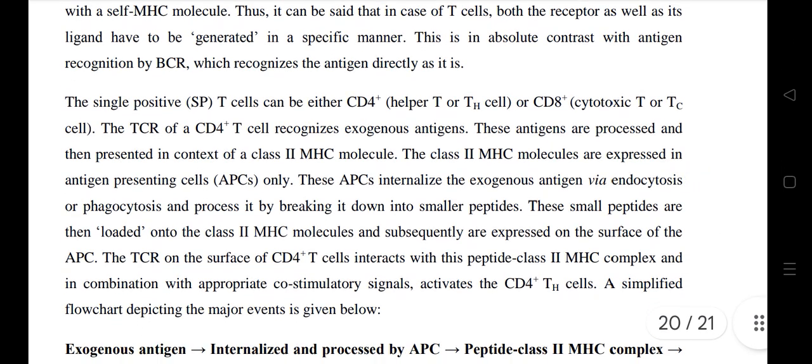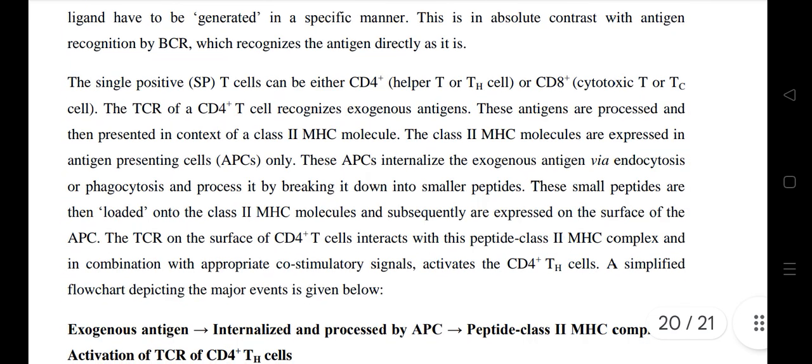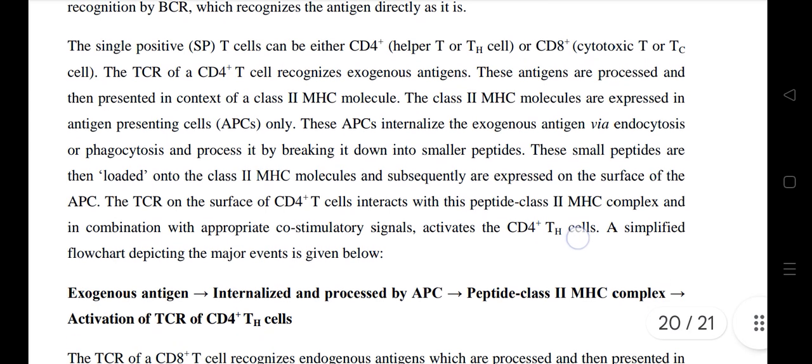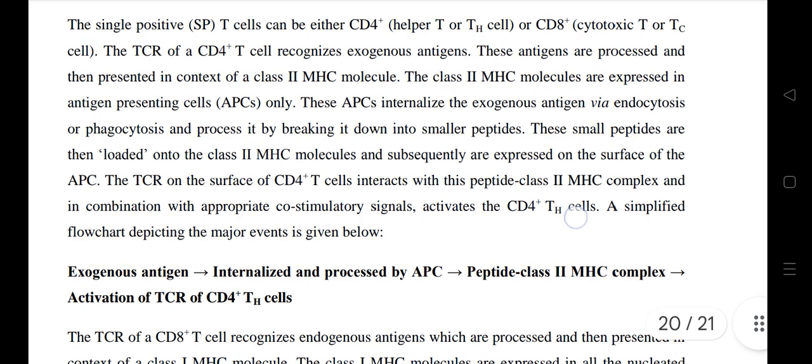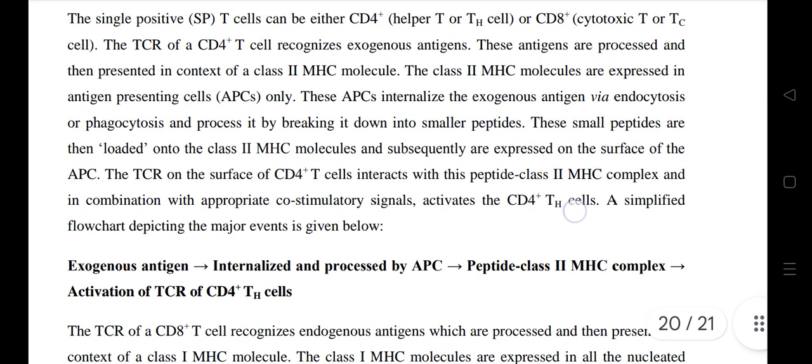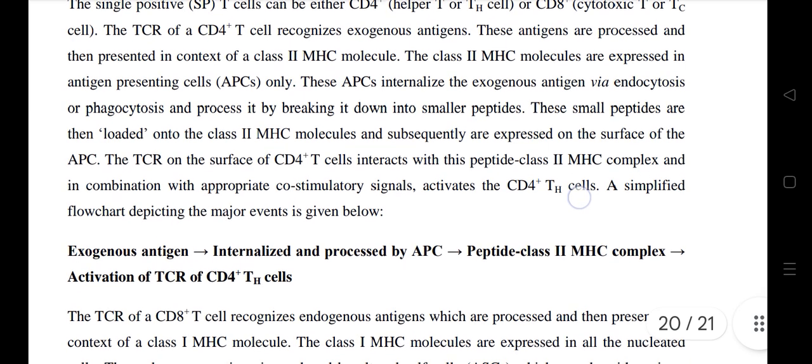A single positive SP T cell can be either CD4 plus helper T or TH cell or CD8 plus cytotoxic T or TC cell. The TCR of a CD4 plus T cell recognizes exogenous antigens. These antigens are processed and then presented in context of a class 2 MHC molecule. The class 2 MHC molecules are expressed in antigen presenting cells only. These APCs internalize the exogenous antigen via endocytosis or phagocytosis and process it by breaking it down into smaller peptides.